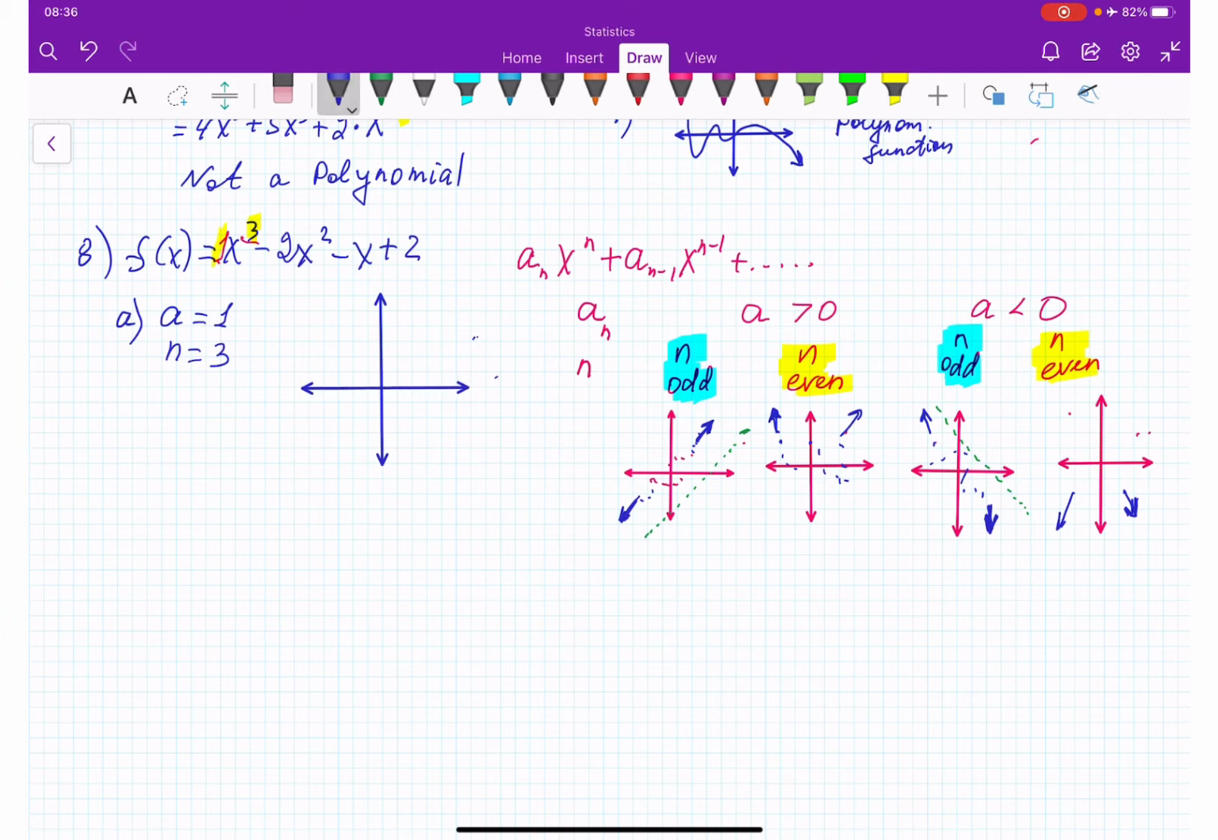Okay, so a is 1, which is positive, we're coming this way, and n is 3, which is odd, we're coming this way. So the graph is going to look like this. End behavior: the left side falls down, the right side goes up. Okay, this is one element. Next, B.